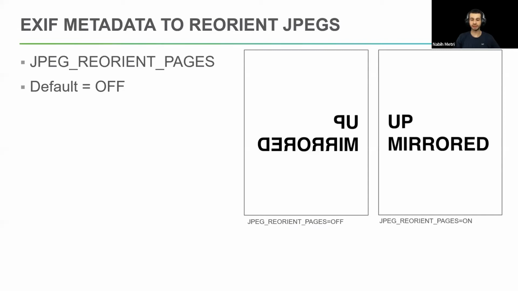So we have two screenshots here on the slide using the new JPEG reorient pages option. The one on the left has the option set to off, and the one on the right has it set to on. As you can see, using the option applies the EXIF orientation to the page.